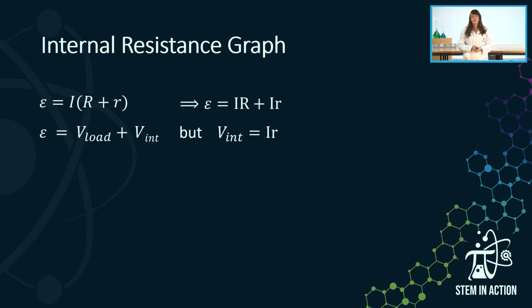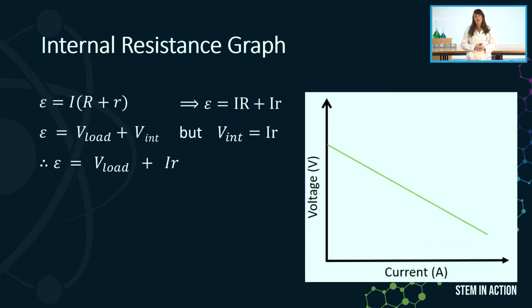So we know that V internal is equal to Ir, and so we can change this formula just slightly to be EMF is equal to V load plus Ir. If we have a look at our graph that we get from doing our internal resistance experiment, we can see that on our y-axis we have V load, our voltage, and on our x-axis we have our current. So we can take this formula for EMF and rearrange it to get it in the form y equals mx plus c, to get the equation of the straight line given in the graph.